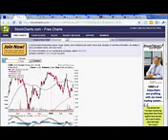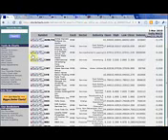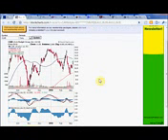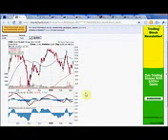Okay. Let's find a good one to take a look at here. Well, let's go with Budget Car Rental. Well, let me back up here for a second. You are going to click in the far left column where the blue and red graph is. Click on that. That'll bring up a chart, and you will see the MACD crossover right here.